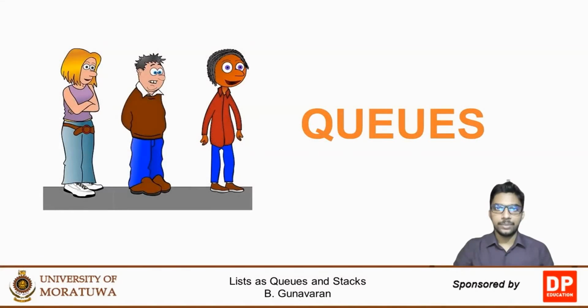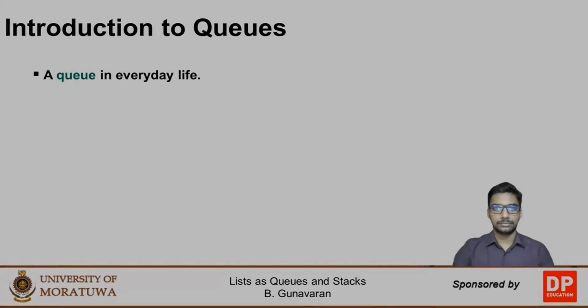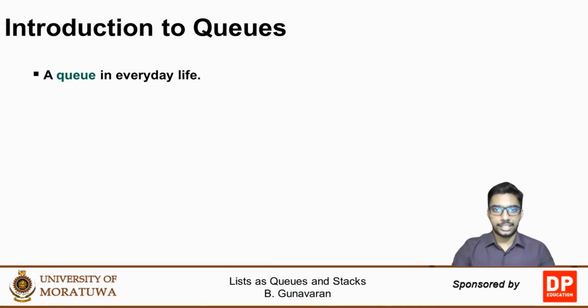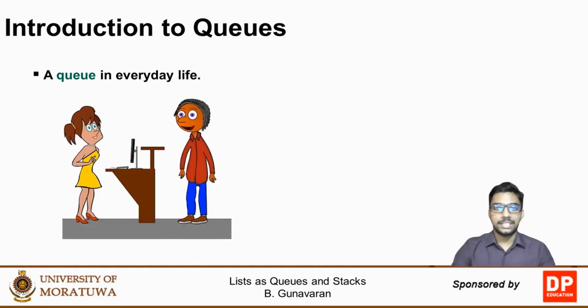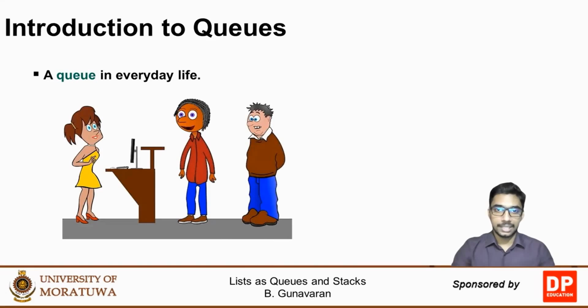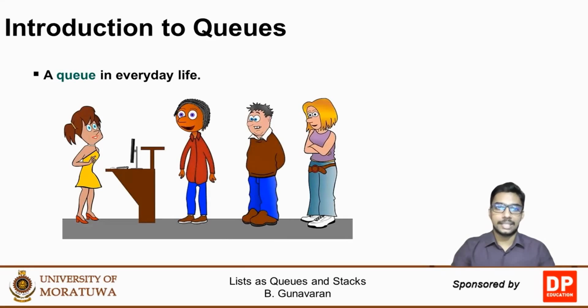The second data structure we are going to discuss in this lesson is queues. Let's start our introduction to queues by looking at a real-world example. Assume a scenario at a bank where people are coming to deposit money. People form a queue in the order in which they come in. The person who comes first stays at the front of the queue. The person who comes in second stays behind the first person. Similarly, the person who comes in third stays behind the second person. Now we have a queue with 3 people.